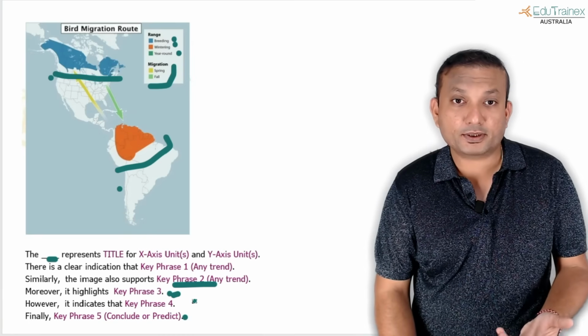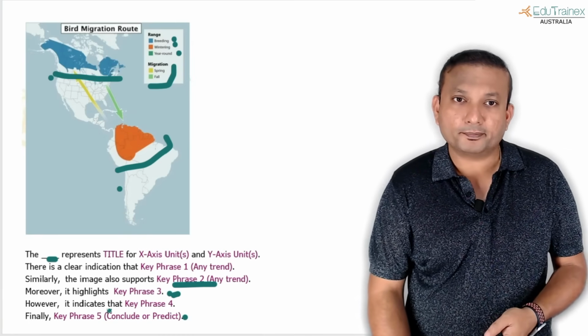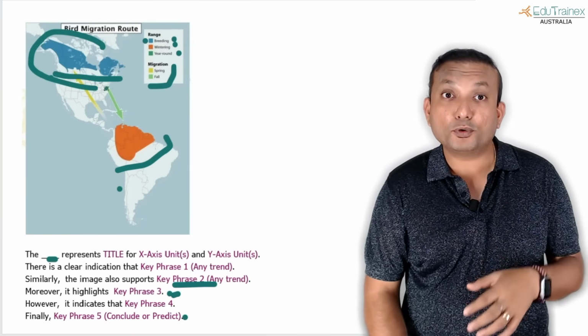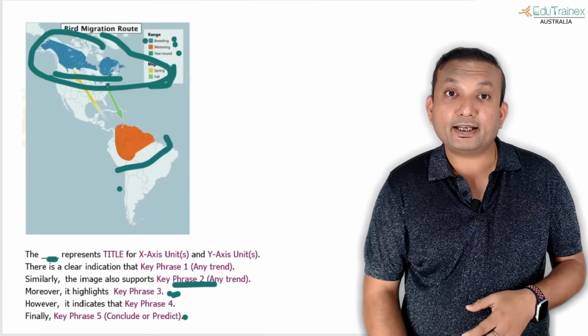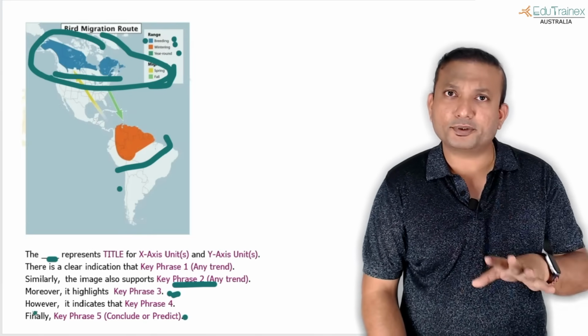So I'm going to skip one of the sentences, which is this one. I'll jump to however. So I can say, however, it indicates that the breeding range is mostly situated in the northern part of North America. Okay, another phrase, another observation.